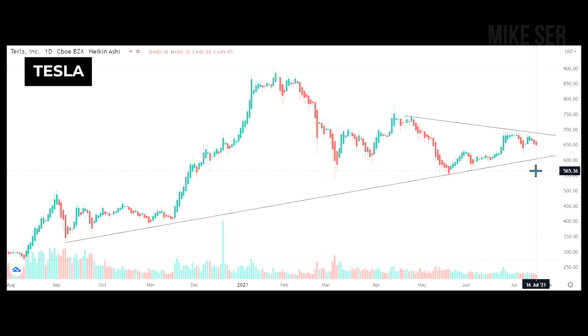So if we mix Heikin Ashi charts with trend lines, then definitely it can help you make much better trading decisions.